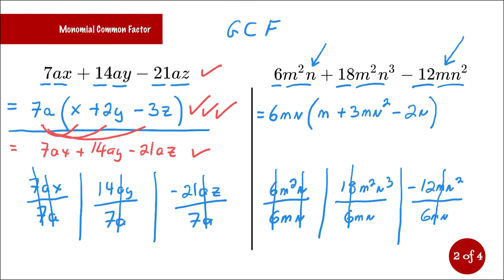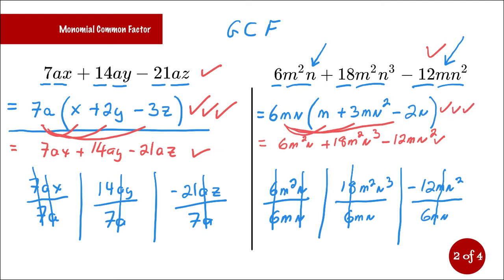Check it by using the opposite operation. Distribute. So 6m squared n plus 18m squared n cubed, and then negative 12mn squared. The check is the same as the original. You have successfully found the greatest common factor.